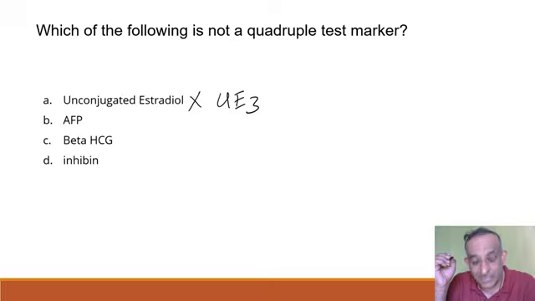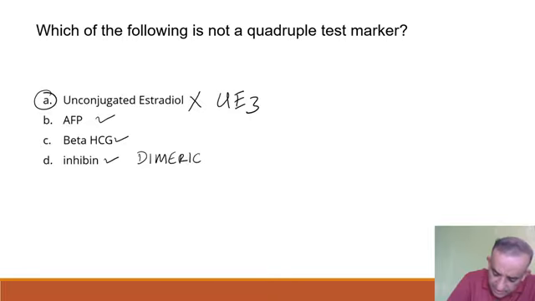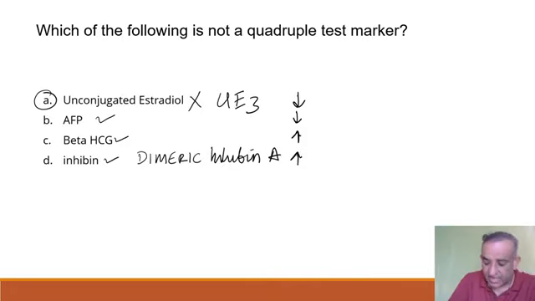This is an INI-CET question from last year, okay? And they wrote estradiol, and most people got confused. So it is unconjugated estriol. So this is the answer here. Yes, it has alpha fetoprotein, it has beta HCG, and it has inhibin. So it is dimeric inhibin A. So yes, you know that alpha fetoprotein and unconjugated estriol will reduce from the normal values, HCG will increase from the normal values, and dimeric inhibin A will also increase from the normal values.